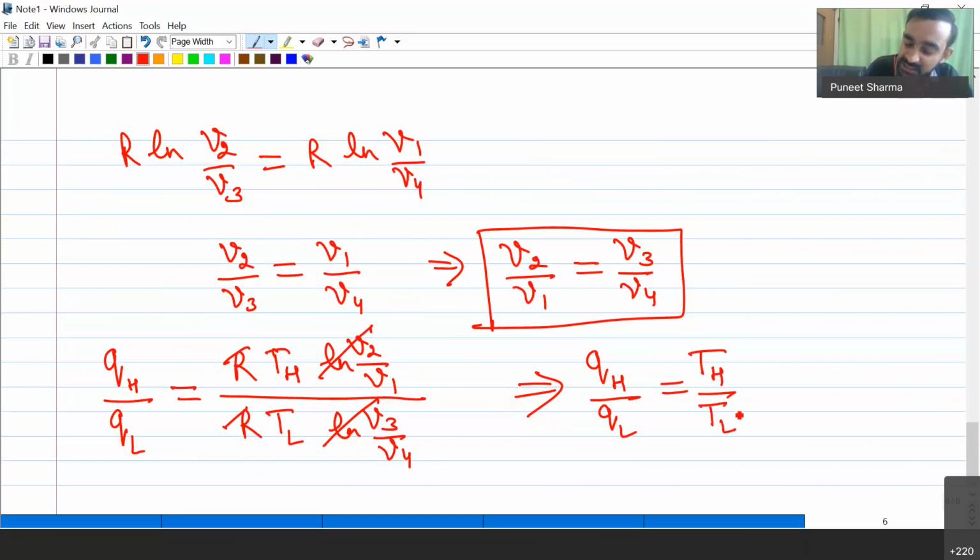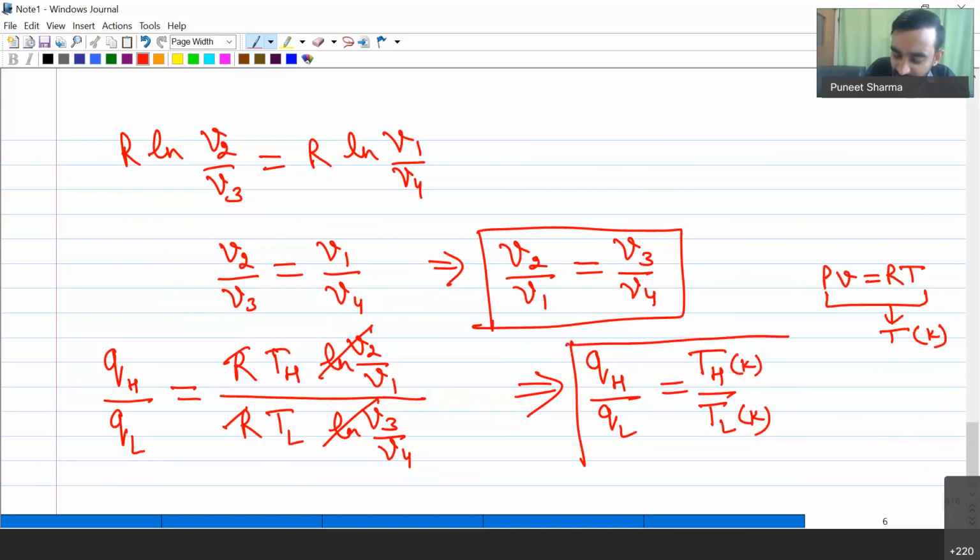This TH and TL we have taken while we have written PV is equal to RT, our ideal gas equation. While we write the ideal gas equation, we always substitute our temperature in Kelvin, so this TH and TL are also in the Kelvin scale. Earlier, for a generalized working fluid, we got some functional form, and Lord Kelvin found that this functional form is satisfied by the value of temperature if we substitute temperature in Kelvin.